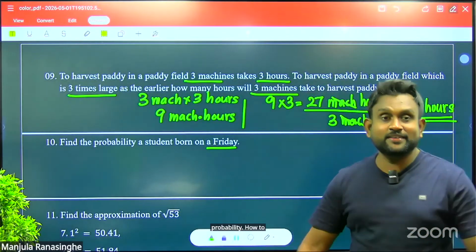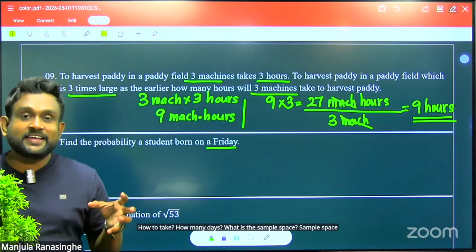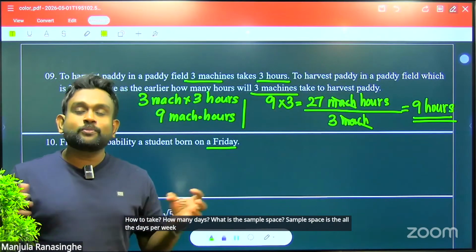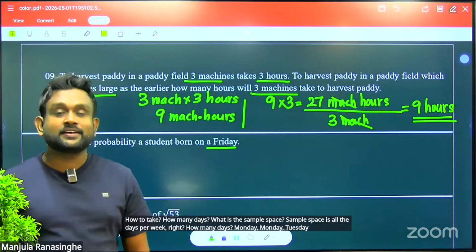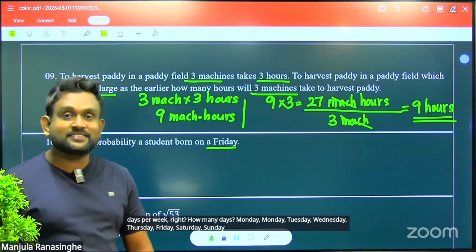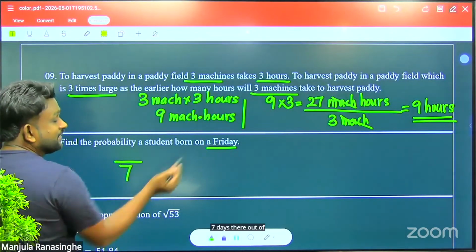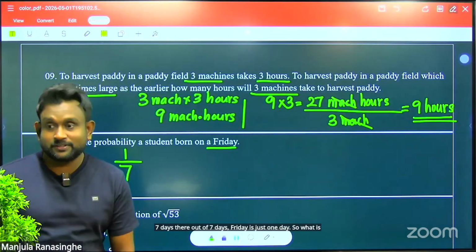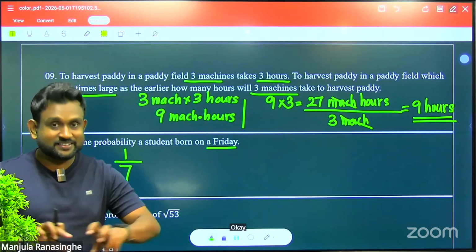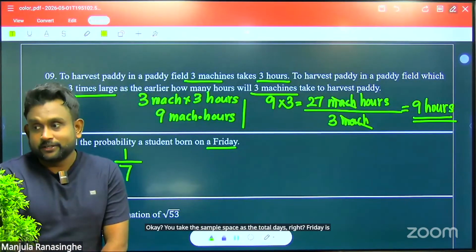How to take? How many days? What is the sample space? Sample space is the whole days per week, right? How many days? Monday, Tuesday, Wednesday, Thursday, Friday, Saturday, Sunday. So how many days are available? 7 days they are. Out of 7 days, Friday is just 1 day. So what is the probability? 1 over 7. Okay, you take the sample space as the total days, right? Friday is 1 day of that.